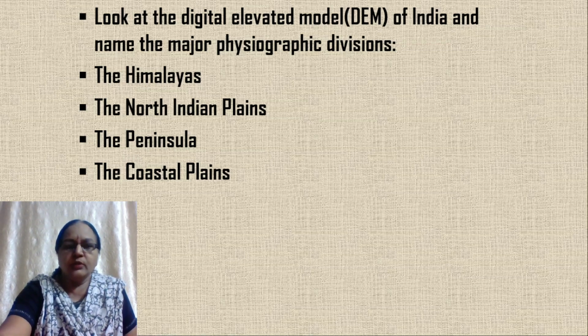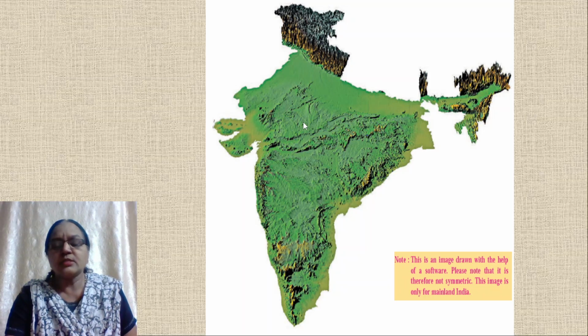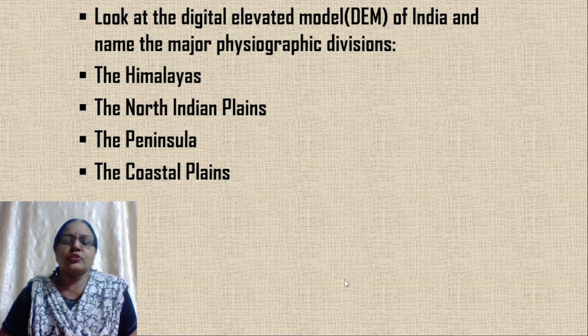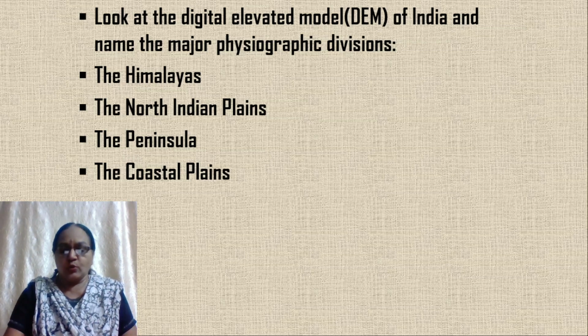Some of the physiographic divisions that you can see here: we have the Himalayas, the Himalaya mountains. It stretches into the east of India, and we call it the hills of the Purvachal. You can see the North Indian plains, the Peninsula Plateau, and the coastal plains. The island groups, of course, are not shown here. So, what are the physiographic divisions that you have just seen? We have the Himalayas, the North Indian plains, the Peninsula region, and the coastal plains.